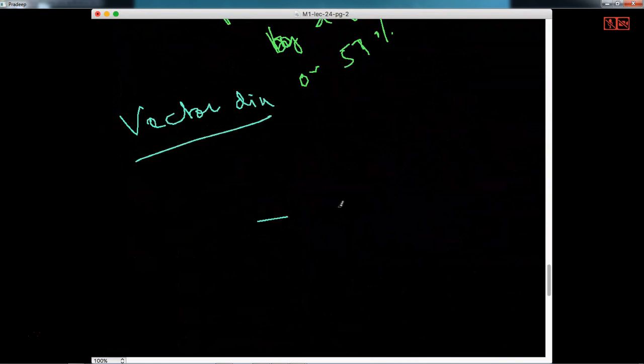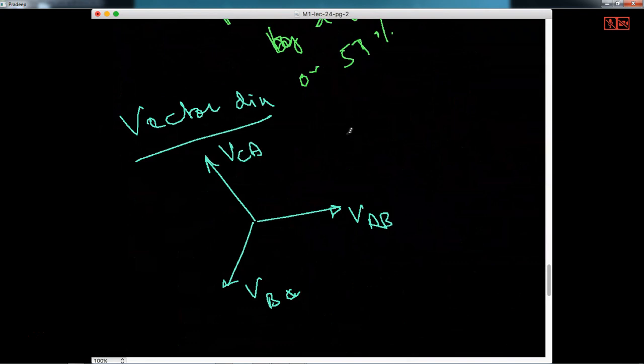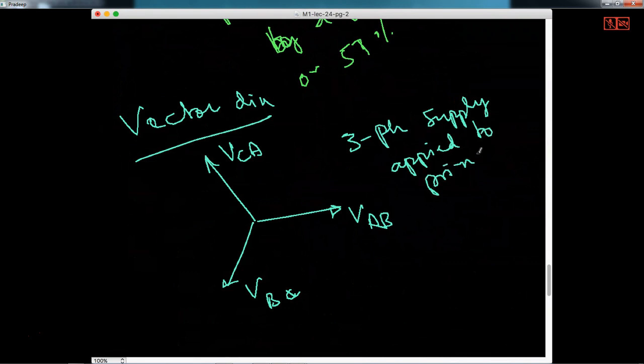So you know that this is VAB, VBC and VCA. So this is the three-phase supply applied to the primary. Now these are the line voltages.